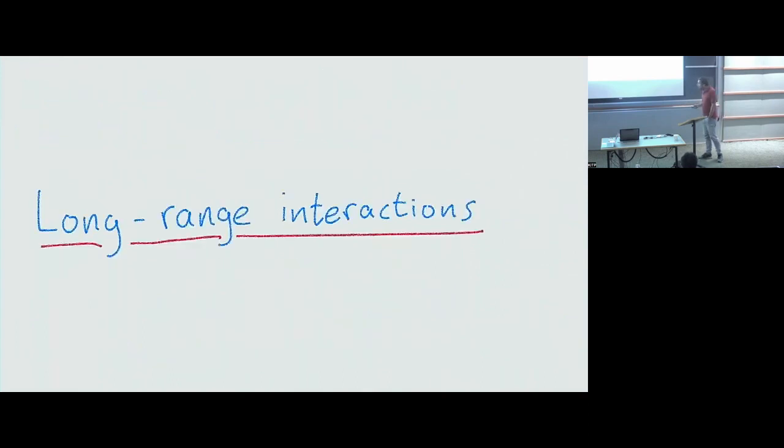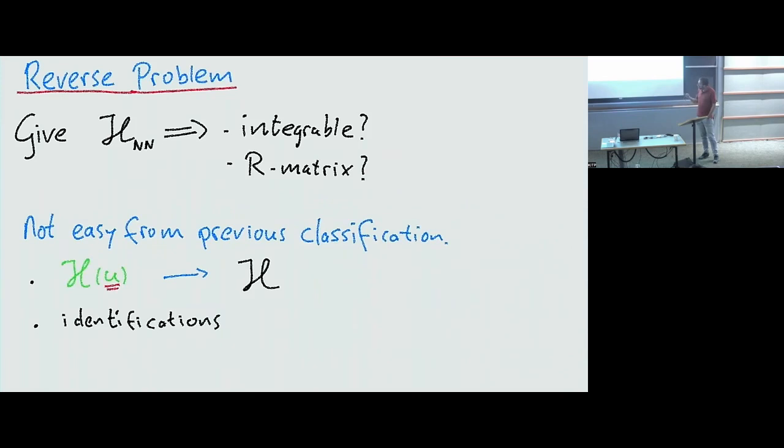Okay, so let me now switch gears and go to the second part of the talk, which will be on long-range interactions. And for that, I want to sort of reverse the logic a little bit. So if someone comes over to you and gives you a Hamiltonian, just a constant Hamiltonian, and says, is this Hamiltonian integrable? And is there an R matrix that would generate this Hamiltonian? From our previous classification, it's not always so easy to check if this is the case and which R matrix corresponds to it.